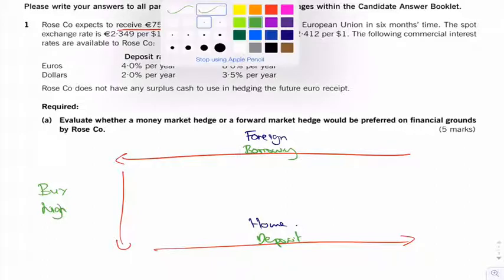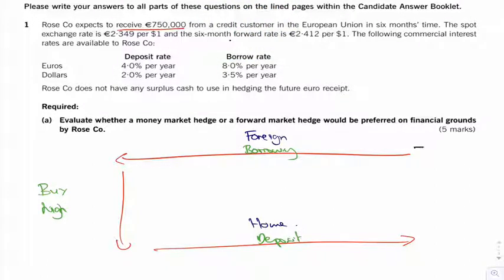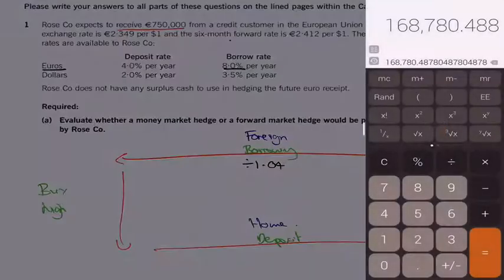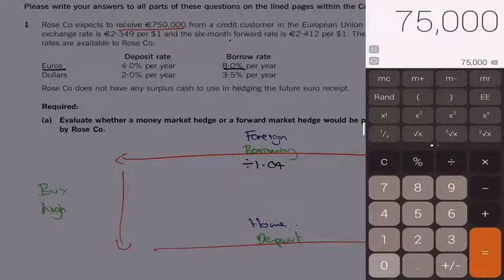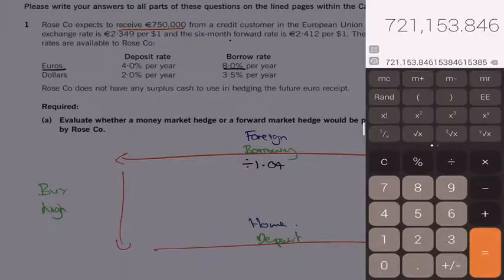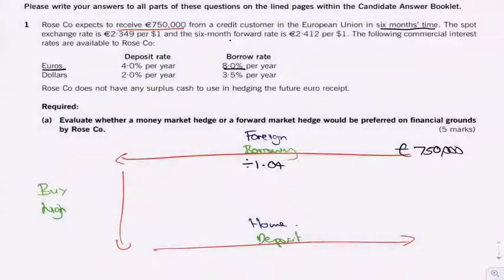So let's put some numbers in them. We've got the 750,000 euros, that's the foreign currency, and we want the foreign borrowing rate. It's only 6 months, so we just have to be a little bit careful. So euros is foreign. Borrowing rate, 8% per year, so I want 4% for 6 months, so I will divide by 1.04. Okay, so we've got 750,000 divided by 1.04, that gets me to that figure there, 721,154.